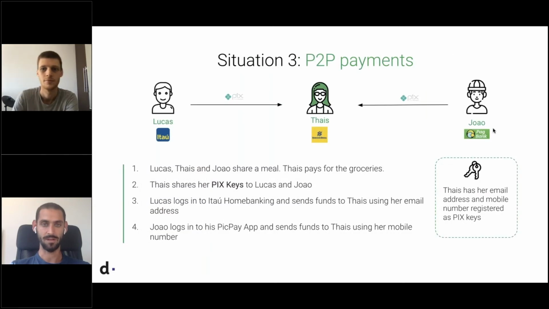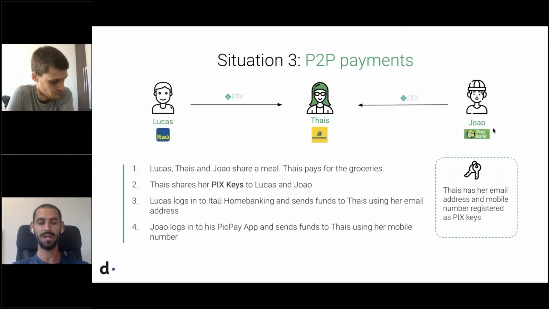Let's see the third situation, and this is also useful for P2P payments, and this is where mainly the PIX keys that Rodri was talking about come into use, and they will be very useful in this case. So let's see, our two guys, Lucas and Joao, will meet Thais, her friend, and they will share a meal together. And Thais will go and pay for all the groceries, and of course they need to pay her back their share, their part.